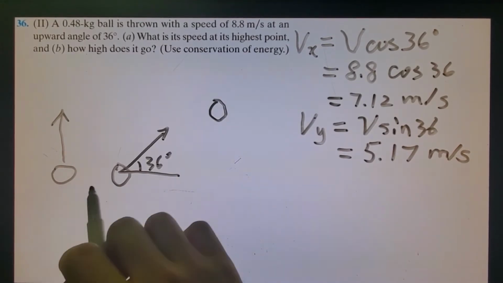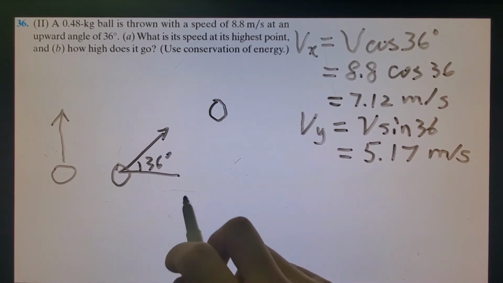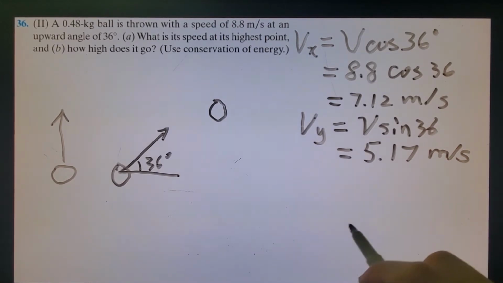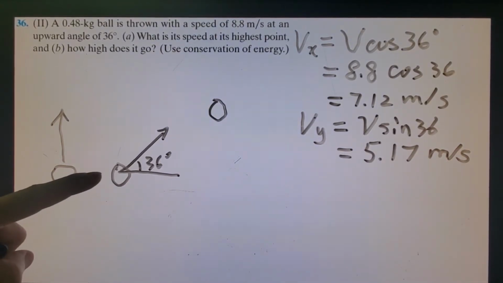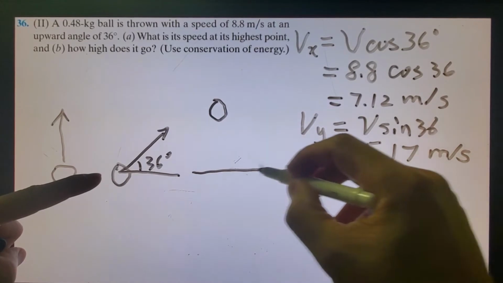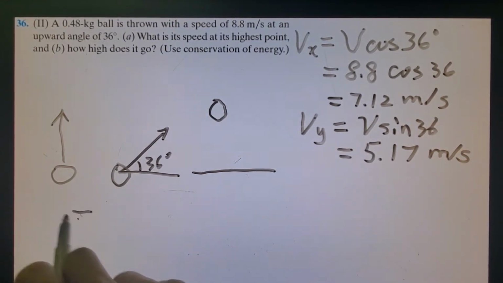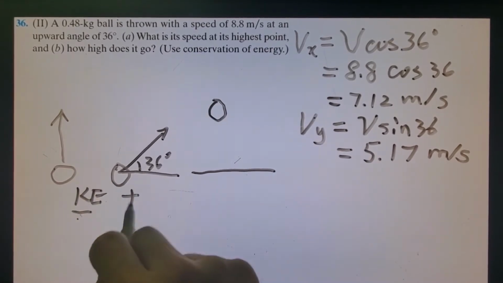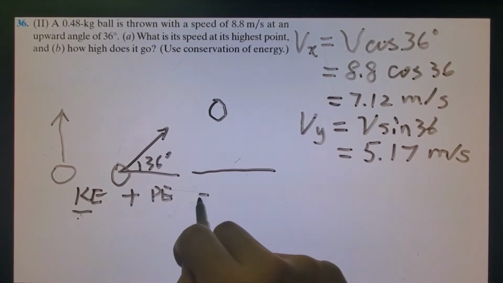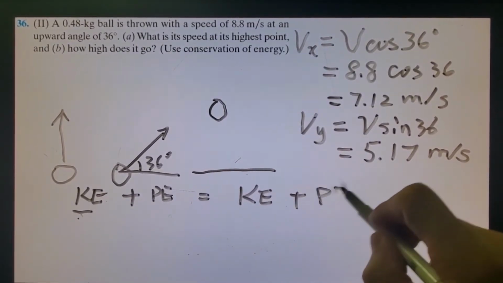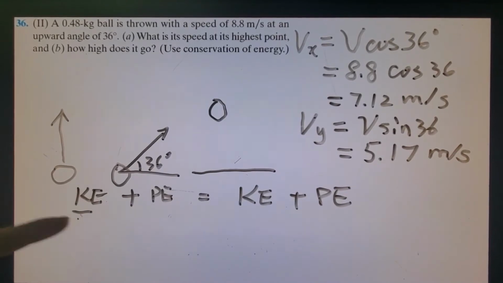All right, so over here, I'm trying to do the conservation of energy. I try to do before and after. Before, when it's over here, what would be the kinetic energy? Kinetic energy plus potential energy will be equal to kinetic energy in the final state plus potential energy in the final state. So we have initial should be equal to final. That is the concept of conservation of energy.